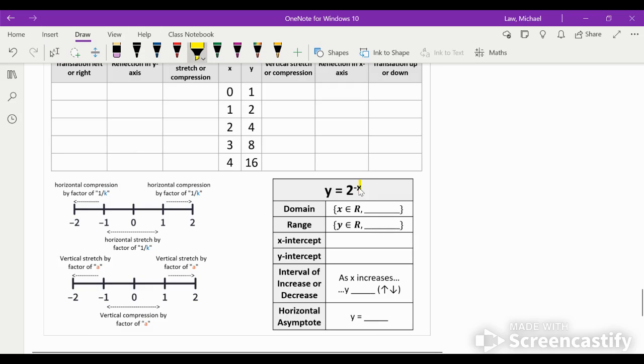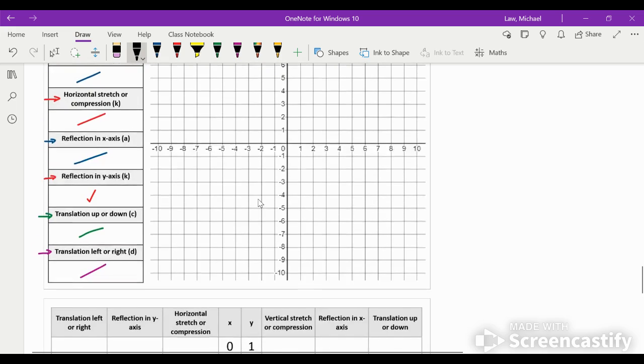In this example, we'll be graphing this transformed exponential function. But before we do so, we're going to graph the original function. And the original function was y equals 2 to the power of x. I've gone ahead and already created a table of values for that original function. So let's go and graph it.